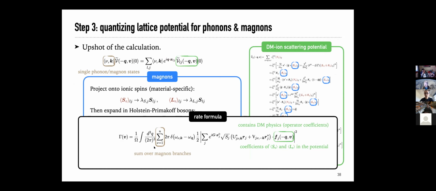And for the rest of the formula, again, we have a sum over branches. For each branch, there is a sum over individual ion amplitudes. And there are these U and V matrices that are rotation matrices to magnon eigenmodes, and these are similar to the phonon eigenvectors. And finally, there has to be a vector that captures the magnetic order.